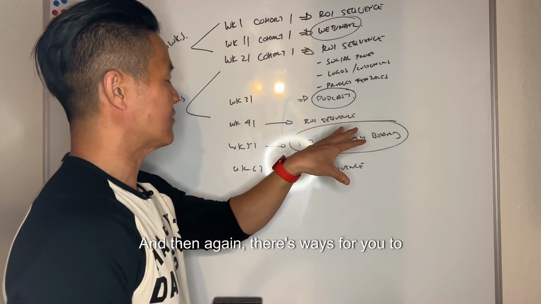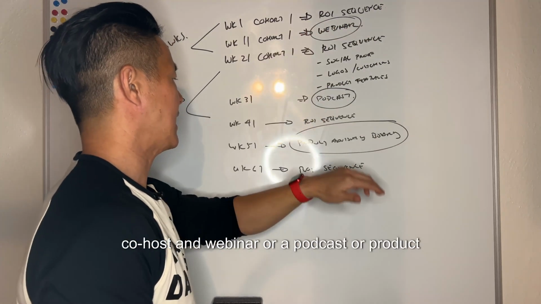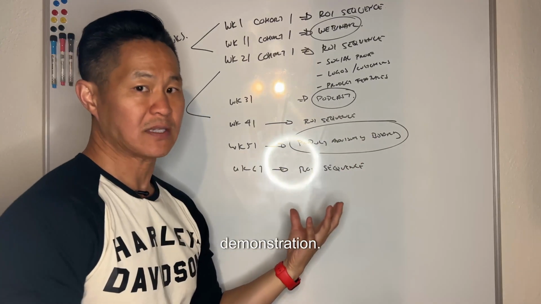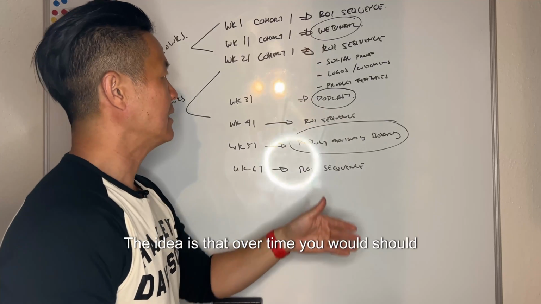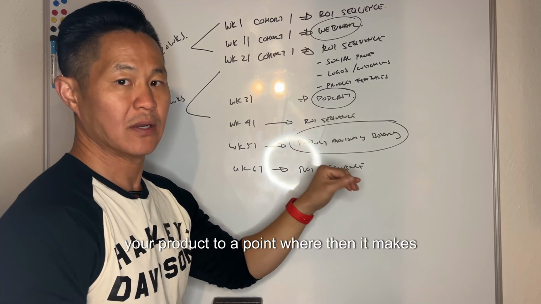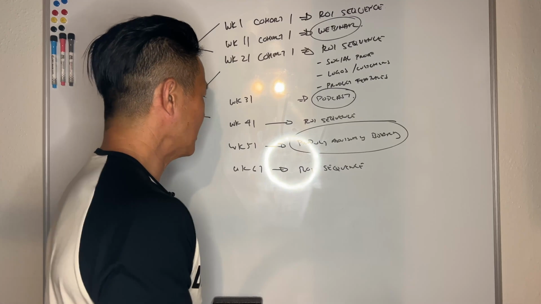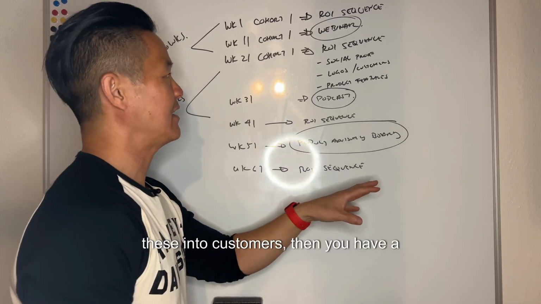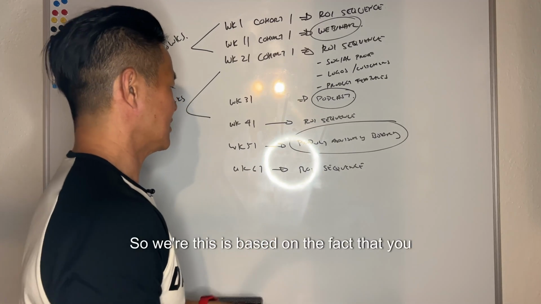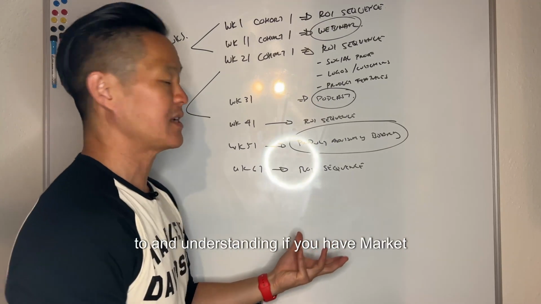And then again, there's ways for you to leverage an initial conversation as a co-host in a webinar or a podcast or product advisory board as a means to qualify them, as well as to do a partial product demonstration. The idea is that over time, you should be able to convert these by iterating on your product to a point where it makes sense for them to ultimately buy it. Now, if you're not able to convert any of these into customers, then you have a product market fit problem, and that's an entirely different issue. So this is based on the fact that you have some semblance of market fit, or to get to an understanding if you have market fit.